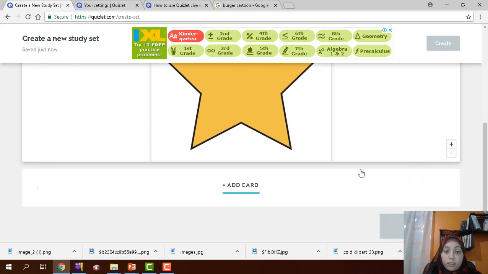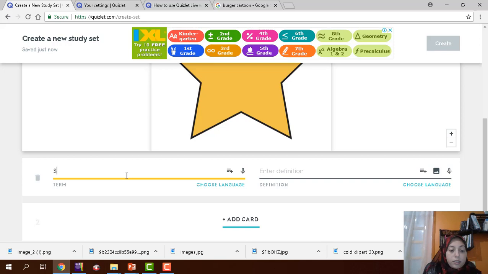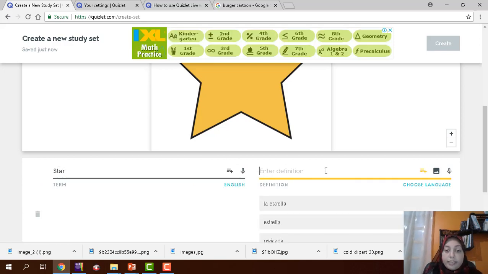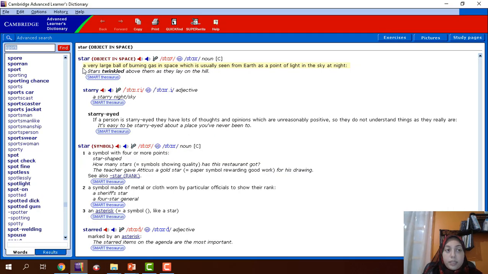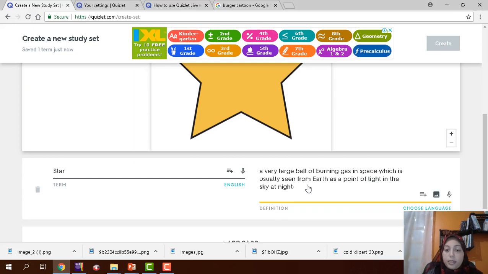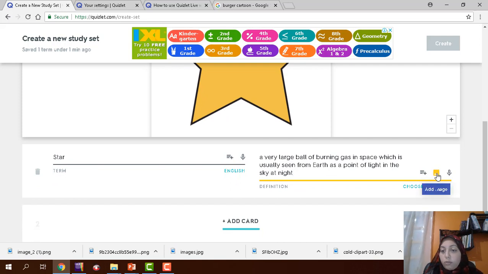It's uploaded here. I will add a card. I will call this star. Okay, I want to add a definition. This is the dictionary: a star is blah blah blah. I'm going to highlight it, Control C, and paste it in the website, Control V, and that's it. This is the definition of the star. I want to add a picture.